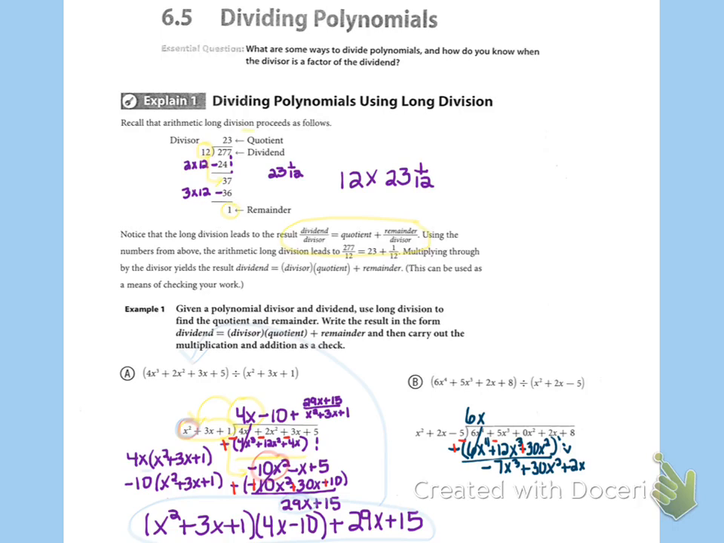And so now we're going to start that process all over again, and we're going to say, okay, so now I've got to take the x squared and we're going to divide it into the negative 7x cubed. And when we divide that in there, it can go in there negative 7x times. So I'm going to take that negative 7x and multiply it by that divisor, which would give me negative 7x cubed minus 14x squared plus 35x.